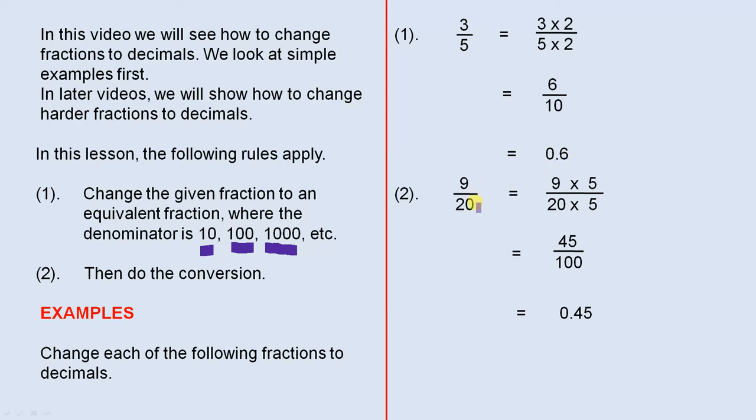9 over 20, how do we make that to 100? Multiply it by 5. Multiply the numerator by 5 also. 5 9s are 45, 5 times 20 is 100. When you divide by 100, you move the decimal point 2 places to the left. The decimal point is here, 1, 2. So we move the decimal point 1, 2, and that's why it's there. So it's 0.45. Always have the 0 in front. It makes it look a lot neater.